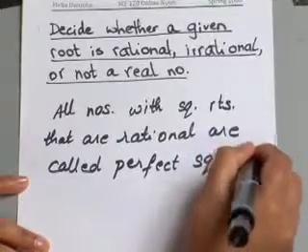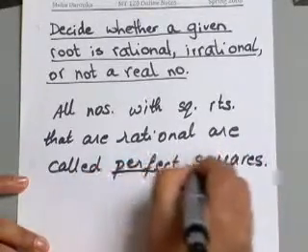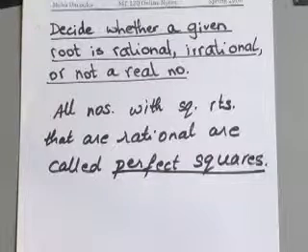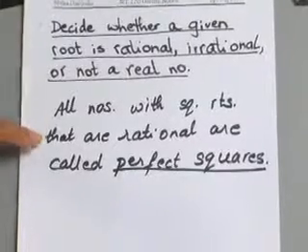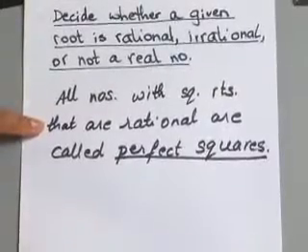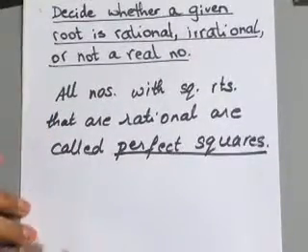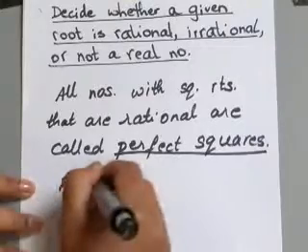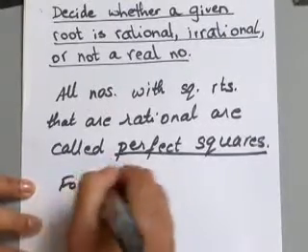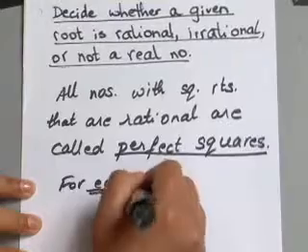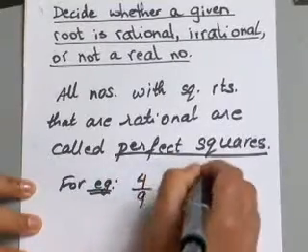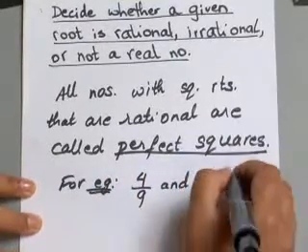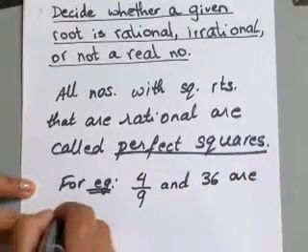Okay, so your numbers like 49, 36, 121, 25, 9, 4, 100, these are all perfect squares because their square roots are rational numbers. Okay, so for example, you can think of 4 over 9. I was telling you about 36. These are all perfect squares.